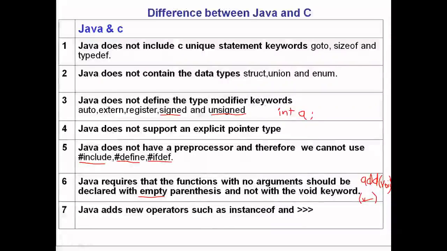Okay, the next difference is Java adds new operators such as instanceof, and this is right shift with zero fill operator. This operator is called as right shift with zero fill. These are some new operators which have been added in Java, but there are no such operators available in C programming. What are those operators, instanceof and right shift with zero fill? That we will study later in the syllabus. So these are some differences between Java and C programming language.